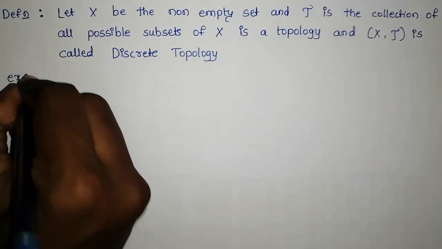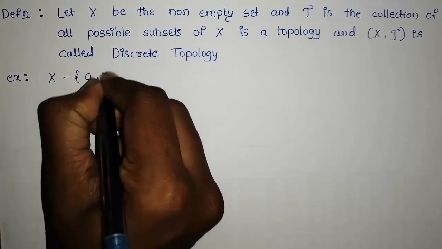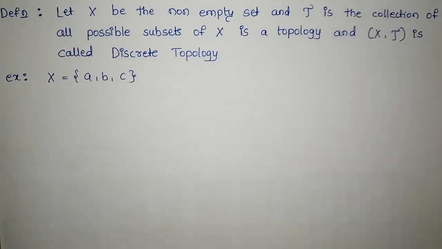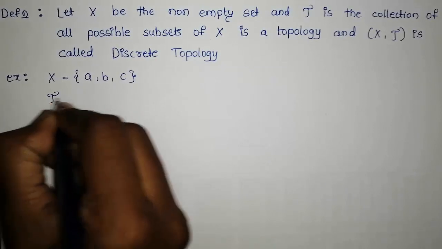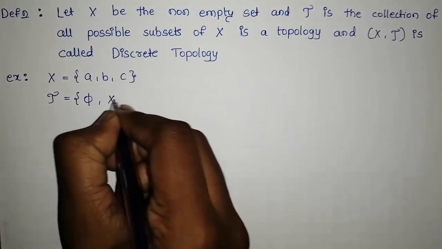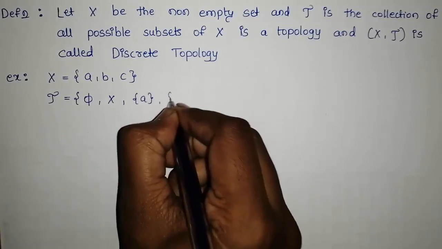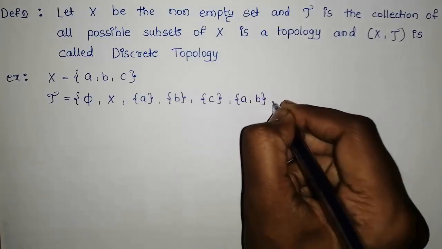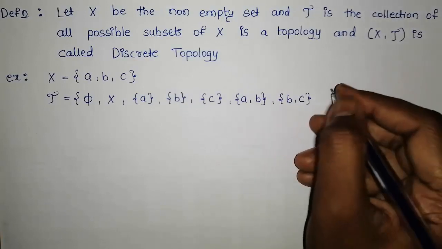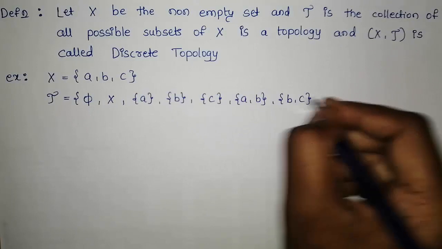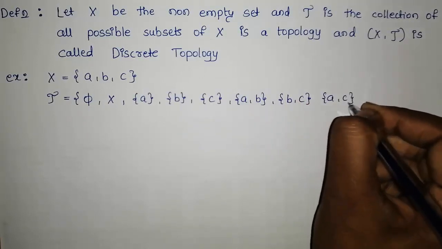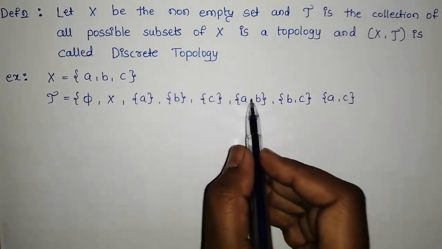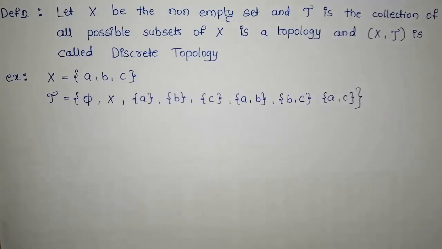So let us take one example. That is X equal to {a, b, c}, and the discrete topology can be written as tau equal to phi, X, {a}, {b}, {c}, {a, b}, {b, c} and {a, c}. Then counting the sets, with X already included, we get 1, 2, 3, 4, 5, 6, 7, 8. So 2 raised to 3 is 8.